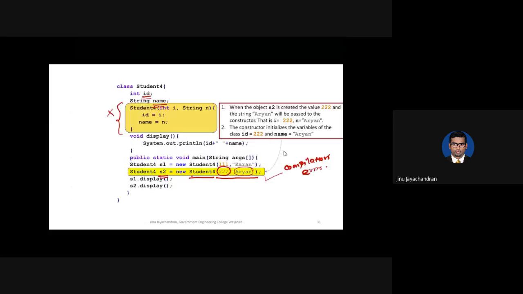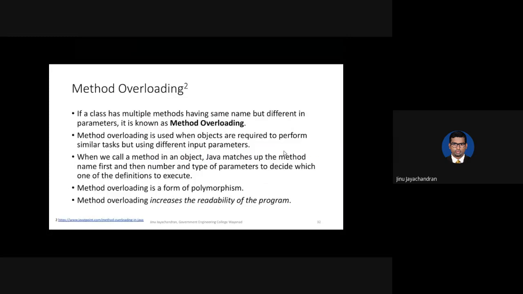Okay, so these are the default constructor and the parameterized constructor. Now we are going to look at method overloading. I think I will explain it with an example. Let me just read through it and I'll explain the example. If a class has multiple methods having the same name but different in parameters, it is known as method overloading.